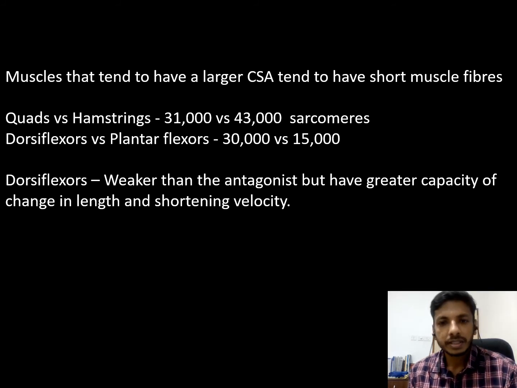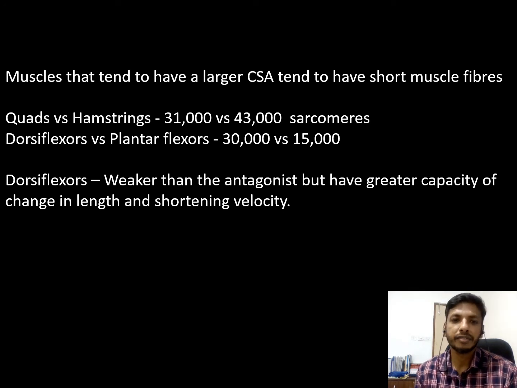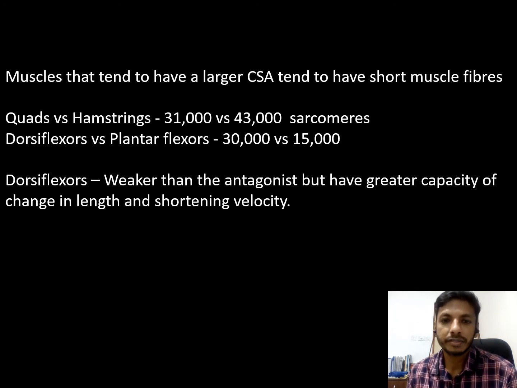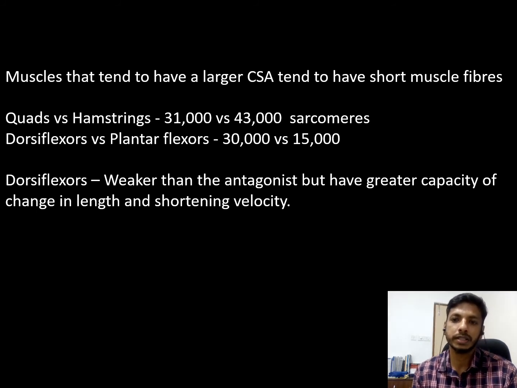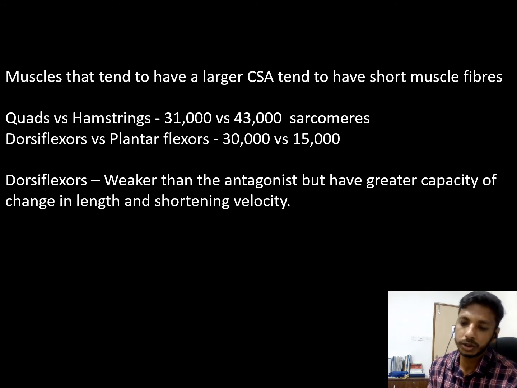If you compare dorsiflexors and plantar flexors, again there is a significant difference. 30,000 sarcomeres are present in the dorsiflexors, which shows that the fiber length is maximum, whereas the plantar flexors have only 15,000. Dorsiflexors are weaker than the antagonist because they have a greater capacity for change in length and shortening velocity.